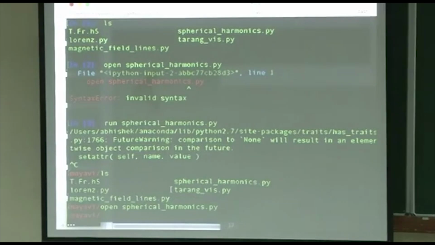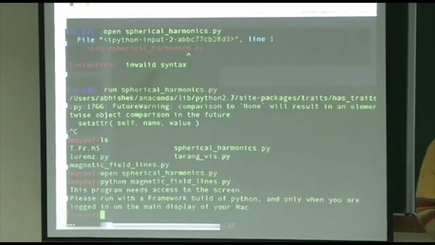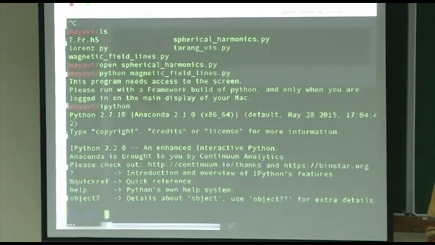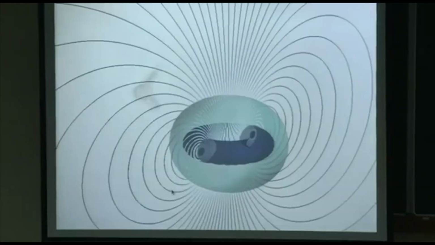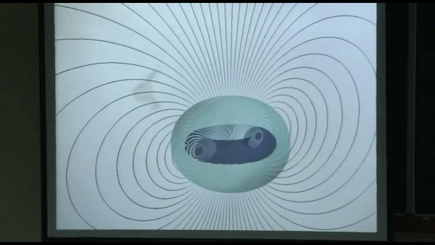Another example is the magnetic field lines. This is the magnetic field lines from a magnetic dipole. So you can try this.